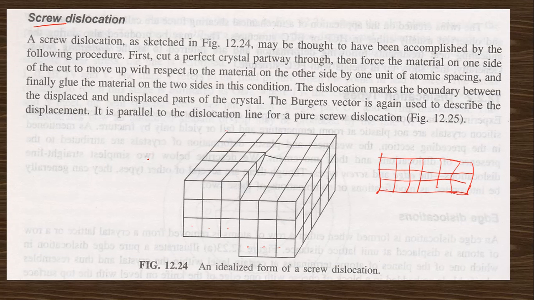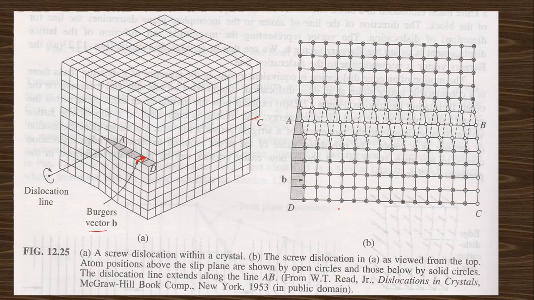And then screw dislocation means the back side is like that, but in the front side you can see it is shifted. This shifting is slightly just like a screw. You can see the screw is like that. So this is called a screw dislocation. These are all the line dislocations, and you can see this is a three-dimensional plane. This is the dislocation line.